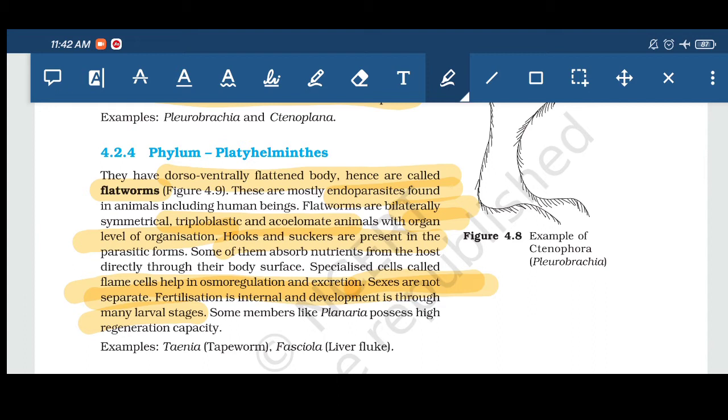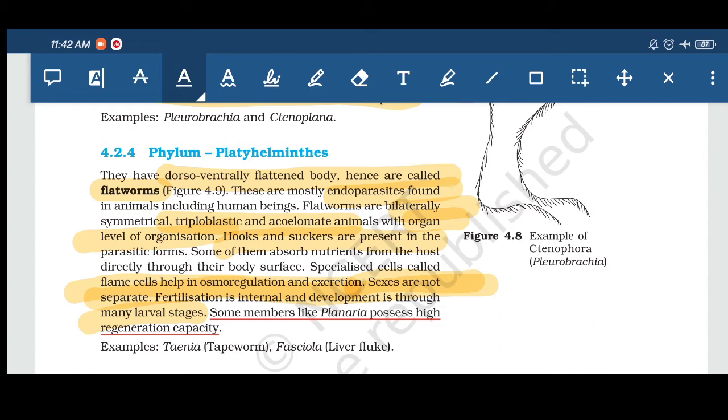Some members like Planaria possess high regeneration capacity. This is again a very important point. They may ask in which phylum regeneration is highly developed. The answer is Platyhelminthes. Example is Planaria. So these have a very high capacity of regeneration. So Platyhelminthes, are you very clear with this phylum now? Platyhelminthes are generally called flatworms. Why? Because they are dorsoventrally flattened. That means they are just like chapatis.